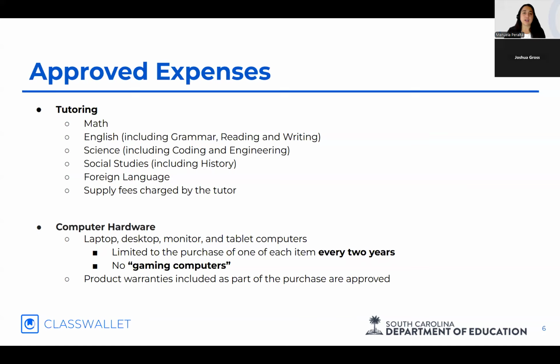Computer hardware, such as a laptop, desktops, monitors, and a tablet computer, could be purchased. However, every one of these items is limited to the purchase of one of each item every 2 years. And any computers classified as gaming computers are not allowed. However, product warranties as part of the purchase are eligible to be approved.